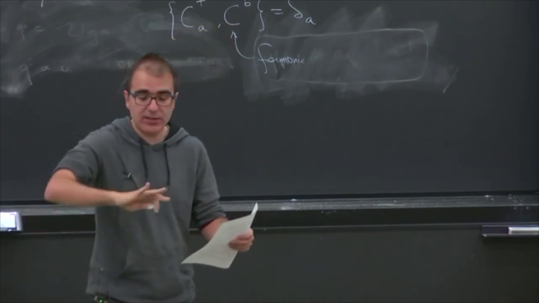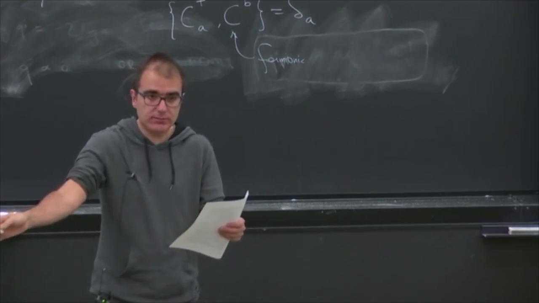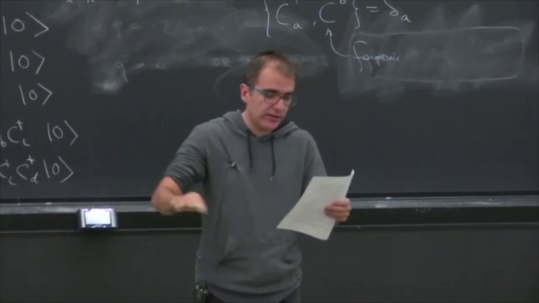So M applied on something rotates that something, right? So this is just saying that Q rotates as a spinor. And the last equation is that Q tilde also rotates as a spinor.